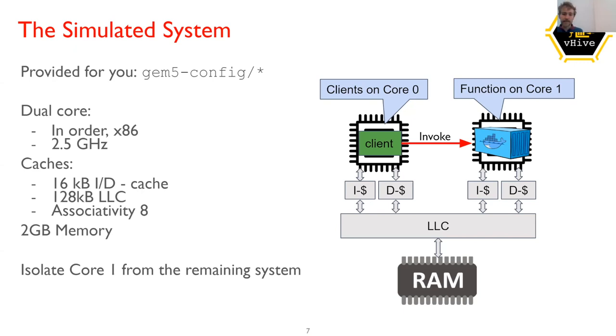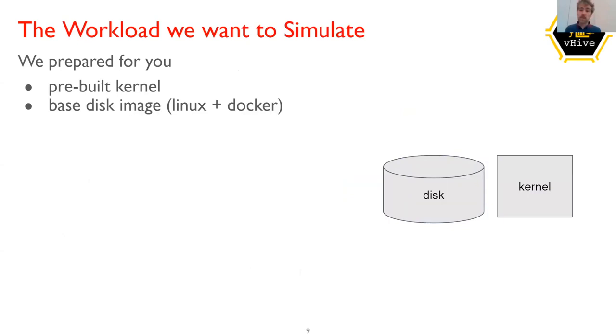Okay, so that is the system that we're going to simulate. Now we need our workload. What we already prepared for you is two parts. First, you need the kernel binary. We pre-built that already. You can find the kernel config also in your hands-on material. This kernel is configured especially for Gem5.